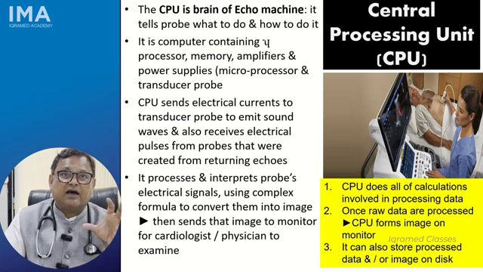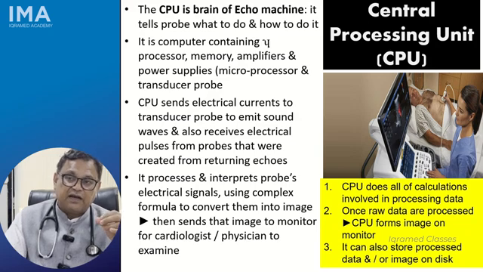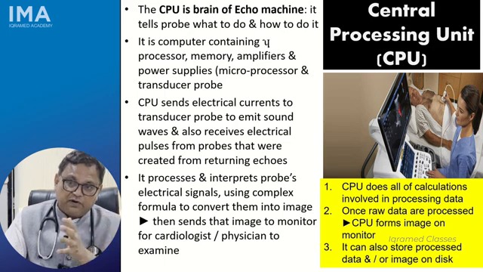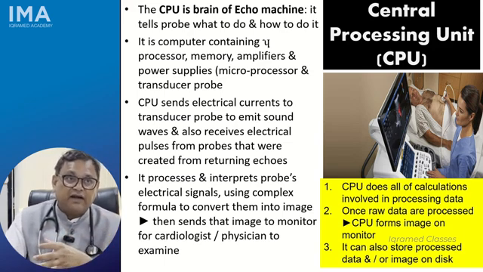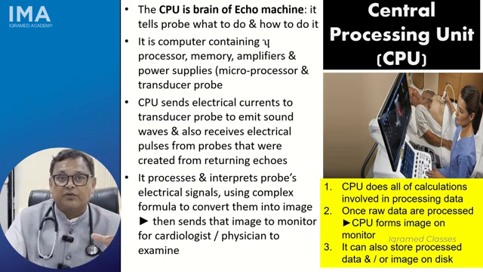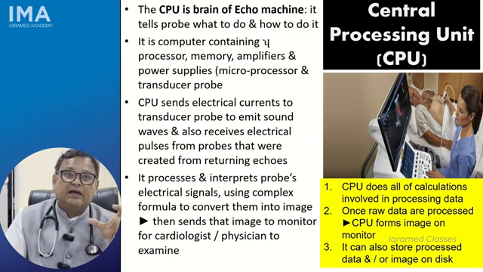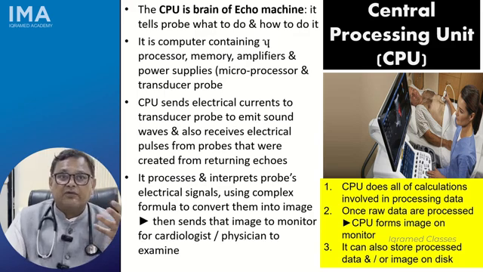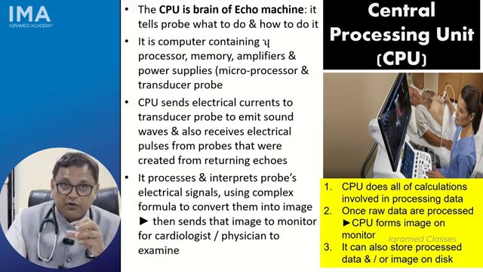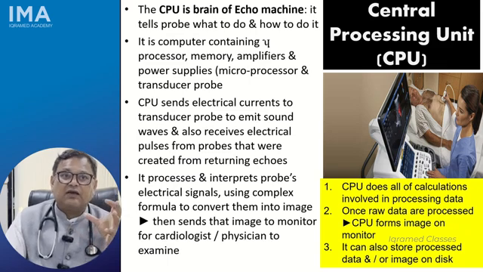So all these things are present in this central processing unit. And what the central processing unit does, again, it sends the electric current to the probe, and then the probe converts it into sound waves, etc., as you already know, and then it again receives the electrical pulses. After receiving these electrical signals, they are sent to the processing unit, where the CPU does all the calculation, processes the raw data, and once the raw data is processed, the CPU forms an image that you very well see on the monitor.